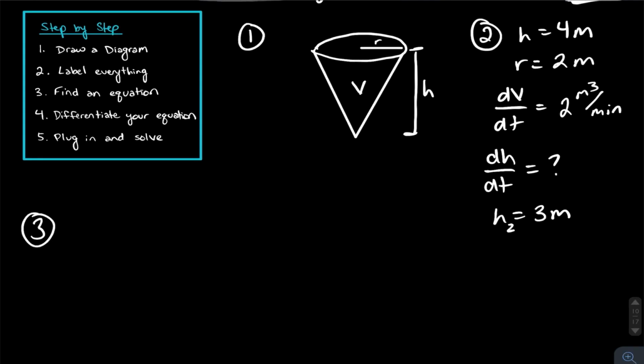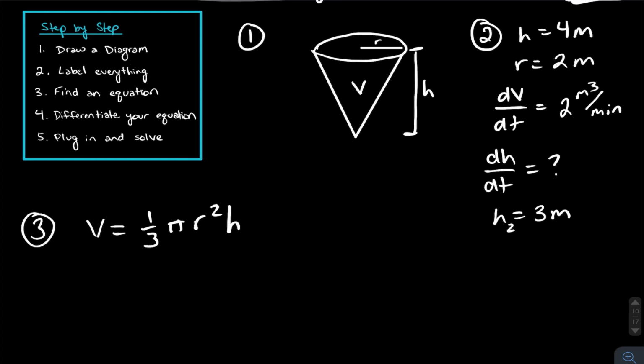So there's step 2. We're going to find an equation that's going to relate these things. Remember, we're trying to relate volume and height. How do we do that? Well, we can use the volume equation. Whenever we're using volume, it's probably going to be a volume equation, and that's going to be the volume of a cone. Volume is going to equal 1/3 pi r squared h.